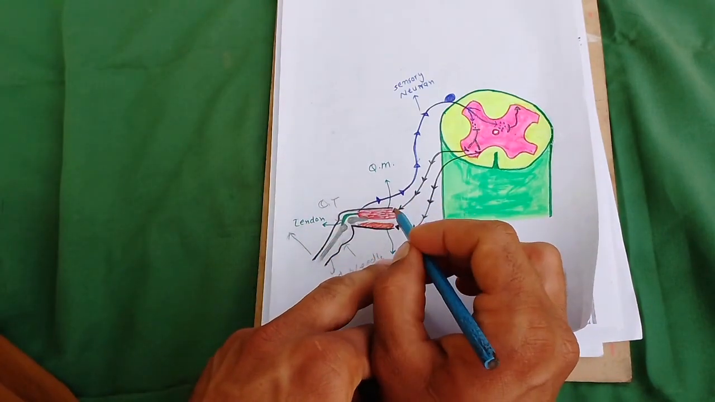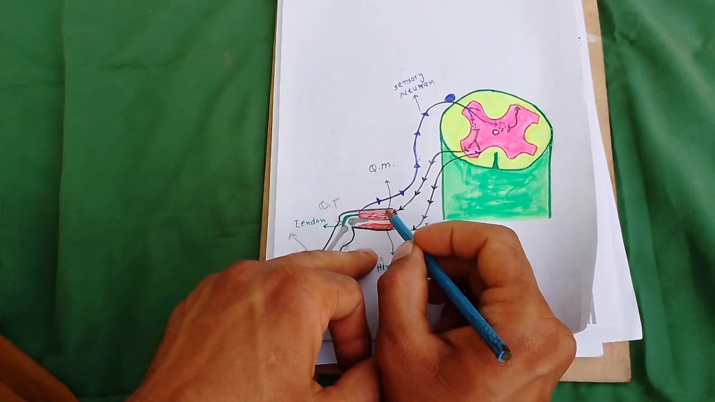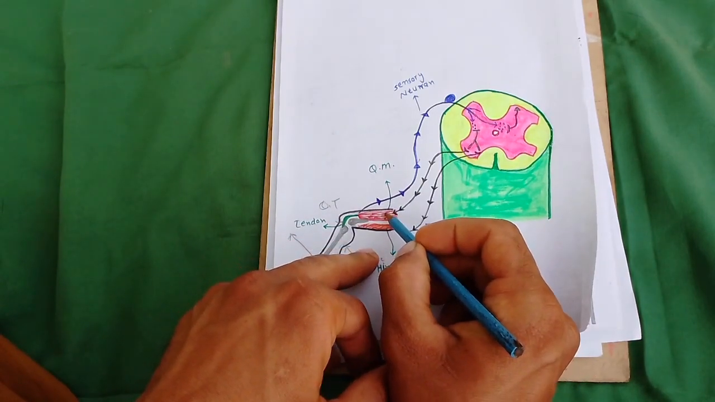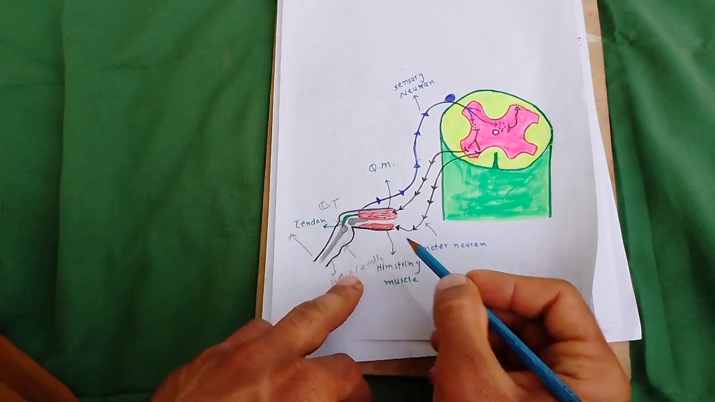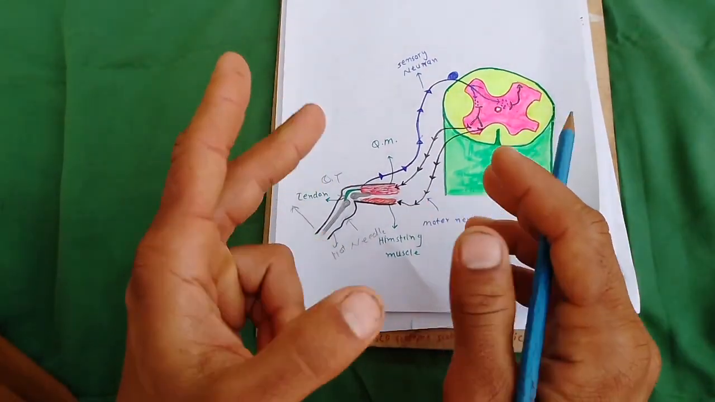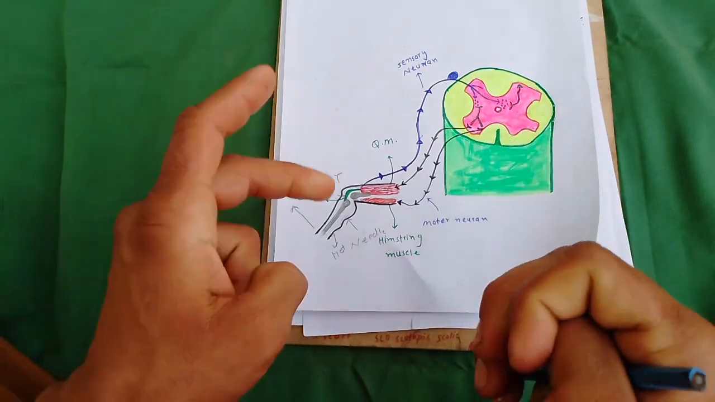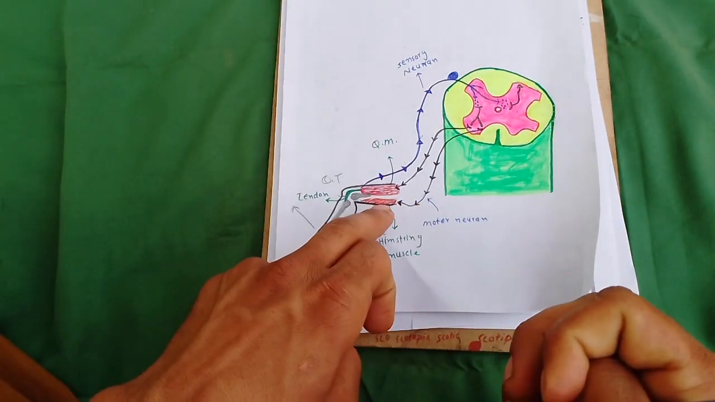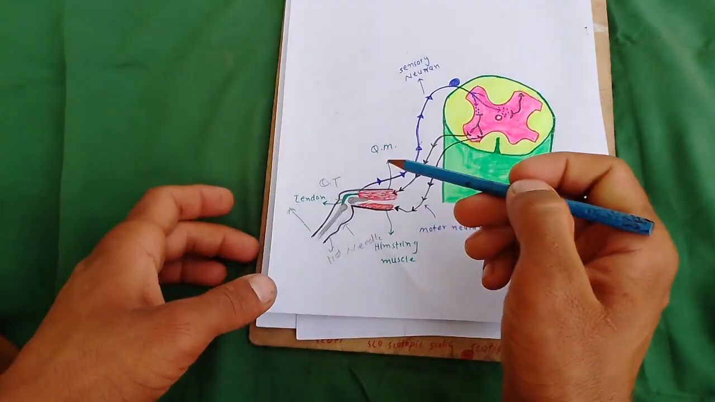For the knee jerk, there are two muscles. The quadriceps muscle is to contract, and the hamstring muscle is to relax. So these are the two muscles which help in the knee jerk. One needs to contract and one needs to relax. So how does this phenomenon occur?